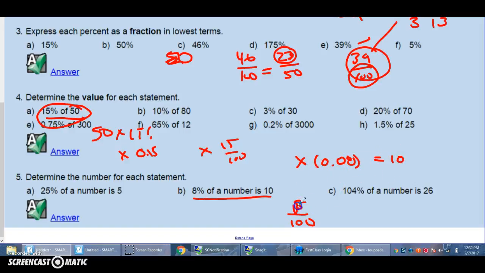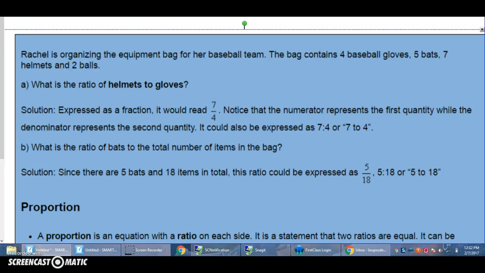So what you'll do here is, you can ignore that, take this here, and to isolate for x or solve for x, you'll divide each side by 0.08 and bring that down here. So you divide each side by 0.08, and then these cancel out. And then you have 10 divided by 0.08 to solve for that. Okay, that's a little bit trickier. And let's keep going. Okay, so more ratio stuff here.